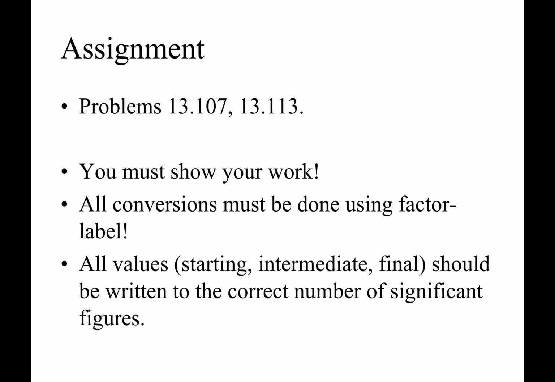So these will also be due on Monday. Chapter 13, problem 107, Chapter 13, problem 113. These get kind of fun, solution concentration problems.